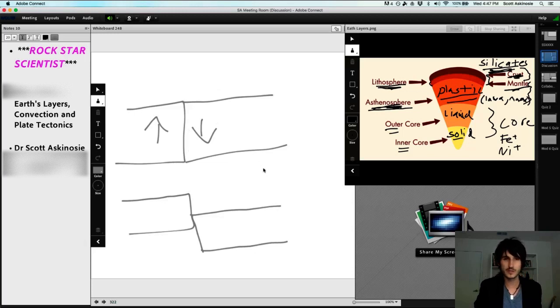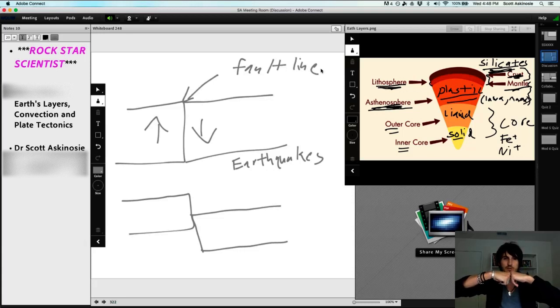So what do you get when these slide past each other? Well, one of the things you get is you get a bunch of earthquakes. Because as these slide past each other, they can release a lot of pressure that's built up in that rock, and it causes the earth to shake, also known as an earthquake. Another thing you get is what we call a fault line. So it's the line essentially at which these two plates are sliding past each other.